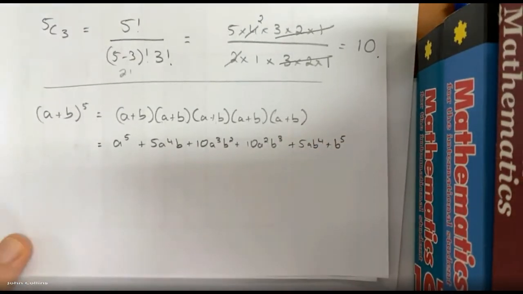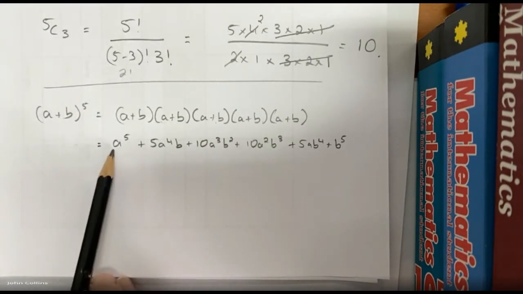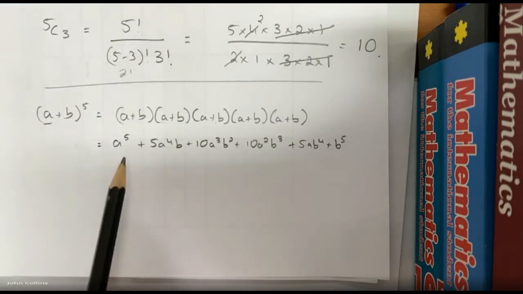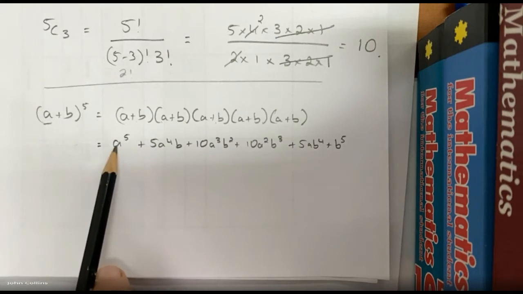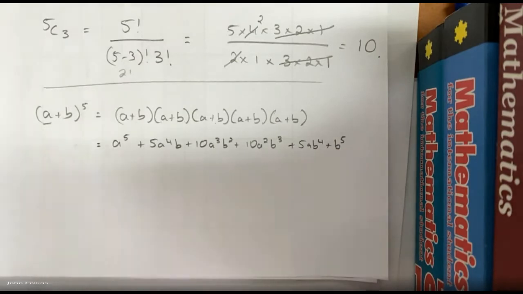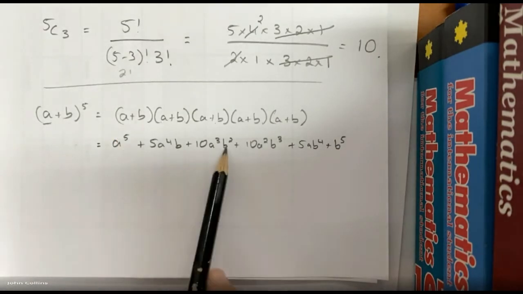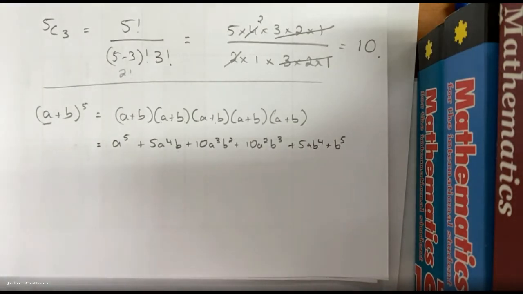Okay, so we can notice all sorts of things about this pattern. The main things are probably that the a power, the first one in the expansion, is just going down one each time: 5, then 4, then 3, then 2, then 1, then nothing. And the b power is increasing from nothing, 1, 2, 3, 4, 5.